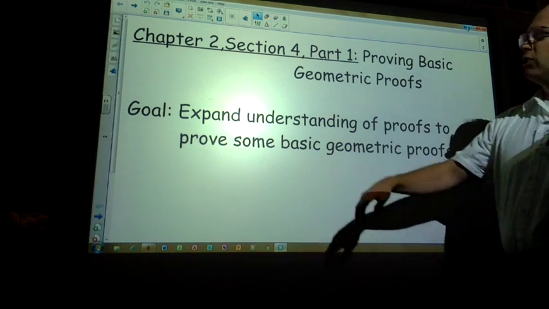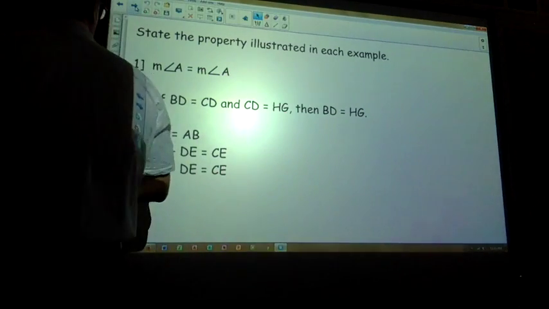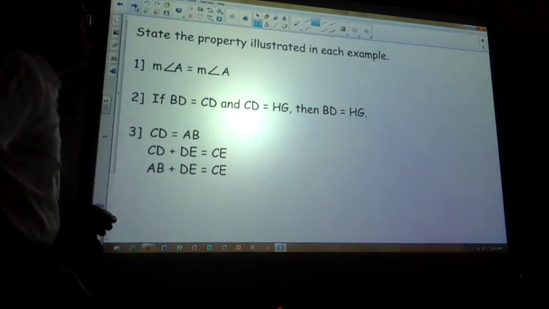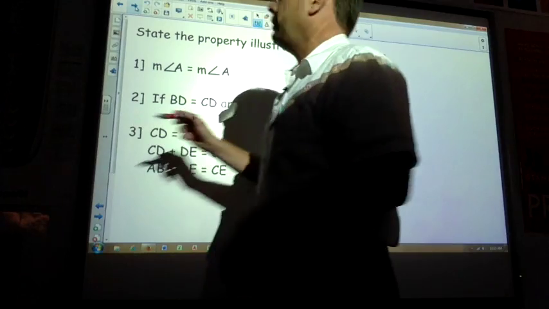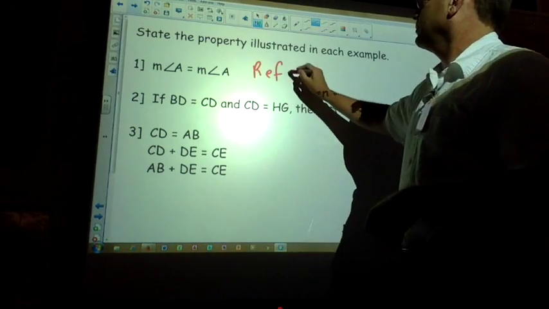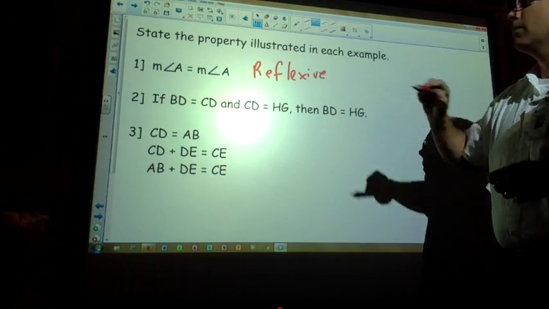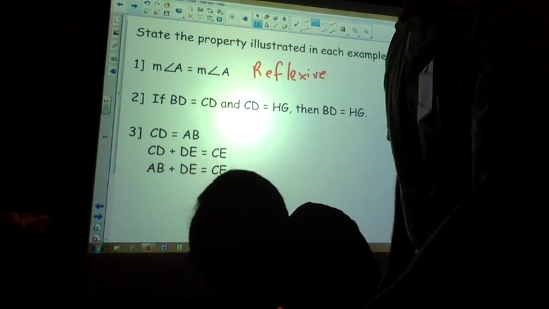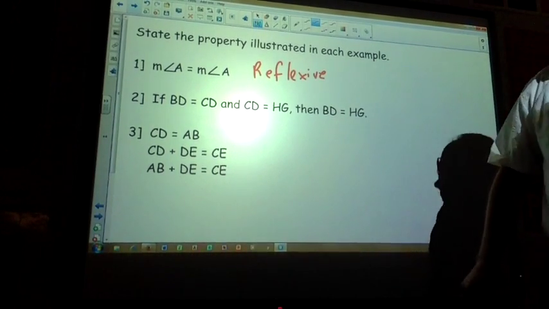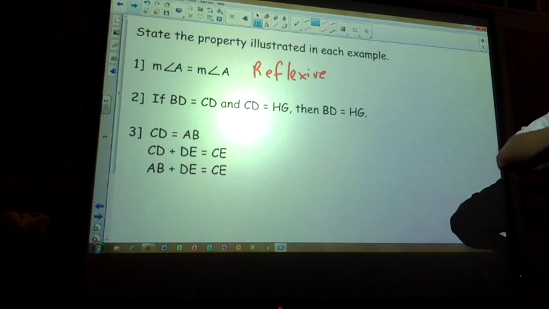So let's move on. The nice thing is this will actually help you review a little bit for the quiz, just going through these notes. Do the notes. State the property. What does that one look like? Reflexive. Something's always equal to itself. That's reflexive, yes? But you're not going to see it on the quiz.